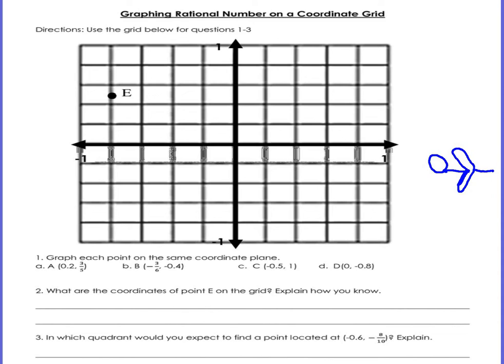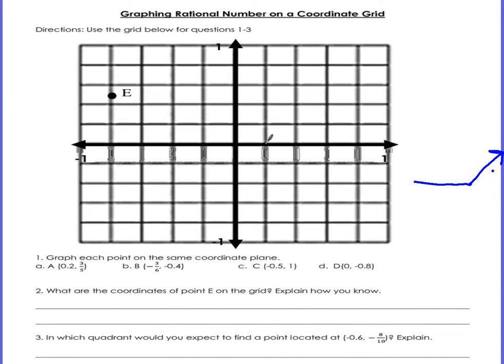Okay. An airplane has to go across the runway and then up into the air. All right, so just like an airplane, we're going to go across and then up or down. So here I have point A. Point A is 0 and 2/10 and then 3/5.